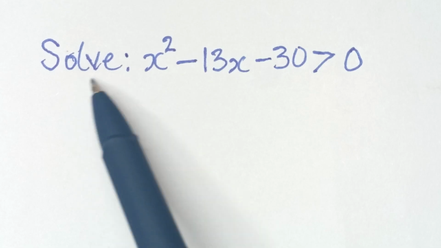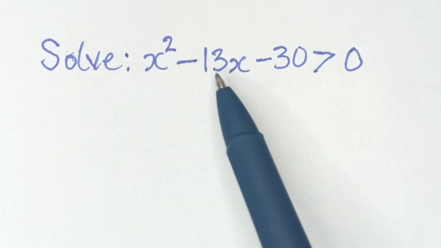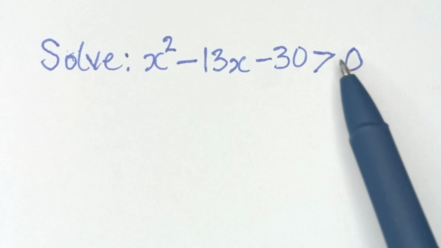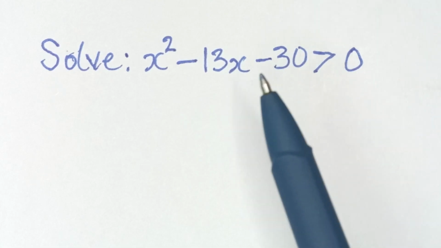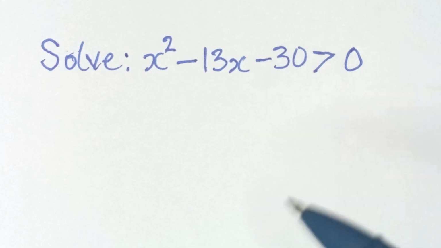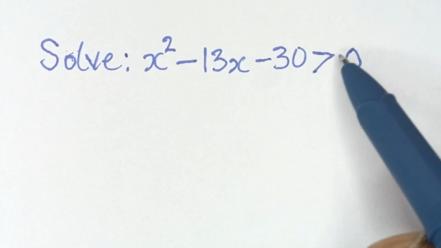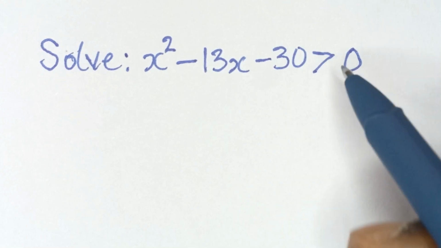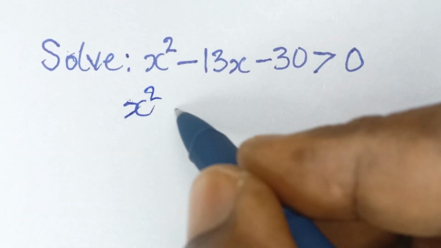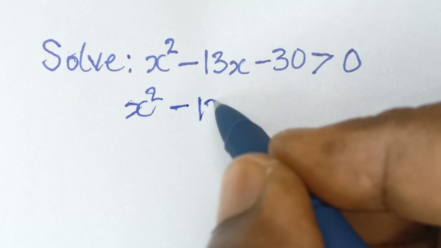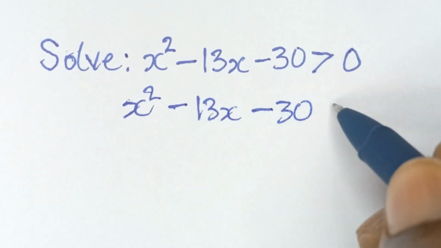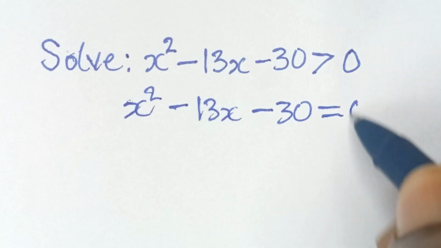Now the question says solve x squared minus 13x minus 30 is greater than 0. Now this is an inequality, a quadratic inequality. And for us to solve this, first of all, let's change this to the equality sign and solve. So I'll have x squared minus 13x minus 30 is equal to 0.